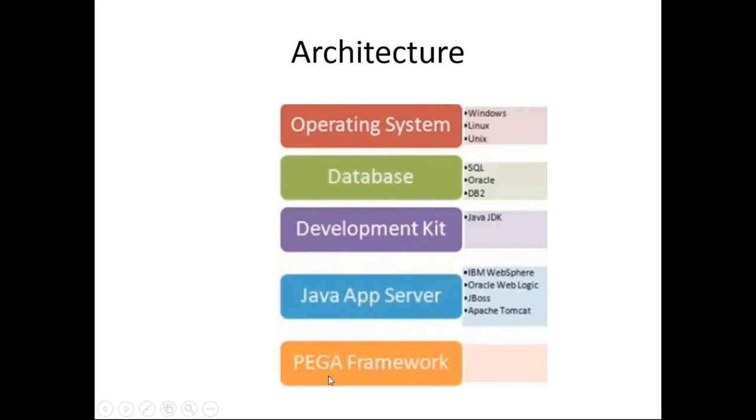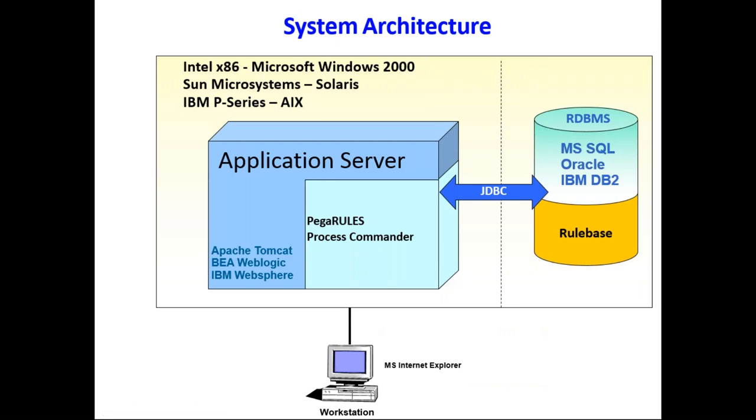So on top of this, we will be having the PEGA framework. To run this PEGA framework, you should have all these things. So this is the main system architecture. To run the PEGA PRPC personal edition with the 8.5 version, you should have minimum 8 GB RAM, and the Intel i5 is mandatory.